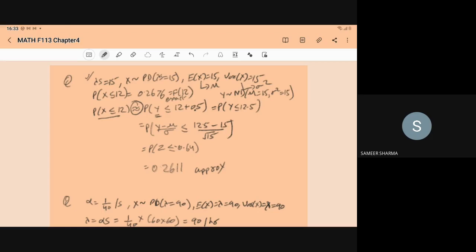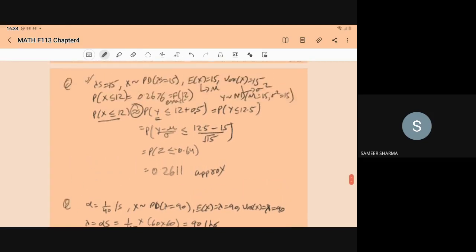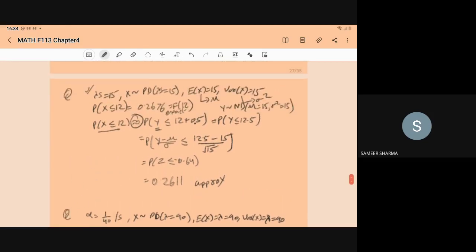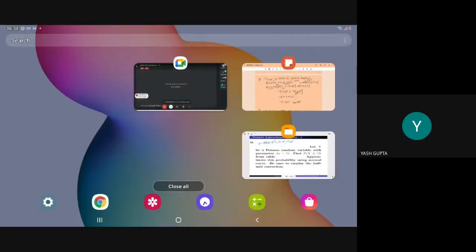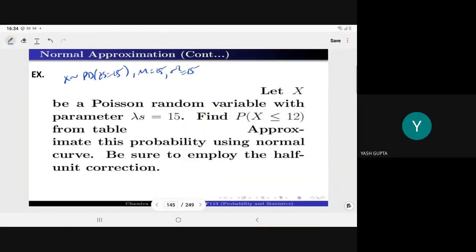Nowadays we have such advanced calculators and software that for any large lambda, or any large value of n and p, you can compute the exact probability. So nowadays there is no such requirement of approximation, but whenever we have the requirement, you can use it. So what is the condition for approximation? Large lambda, that can be greater than 10. Up to 10 we have the table.